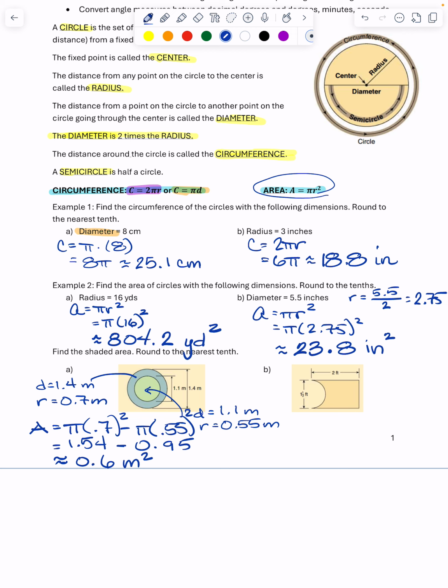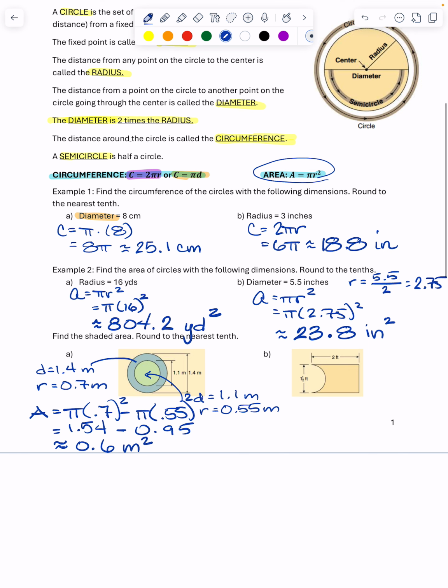B, notice that we've got a semicircle coming out of a rectangle. So the area of my rectangle is length times width. Notice here I have half of a circle. My diameter is 1.5 feet. So my radius is half of that, 0.75. So my total area is going to be the area of that rectangle minus 1/2 the area of the circle.